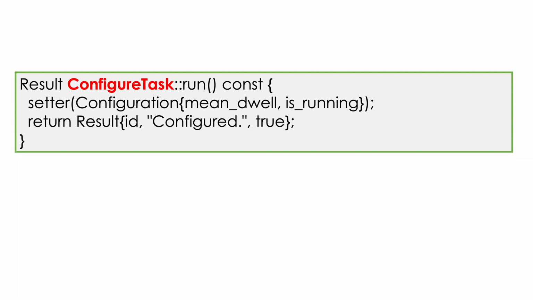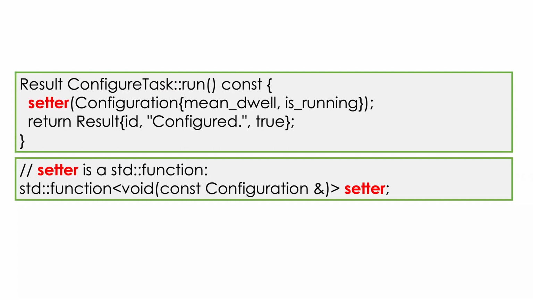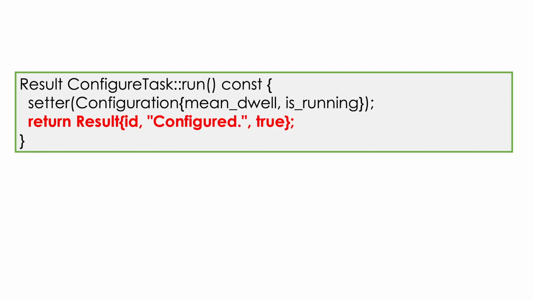Finally, we have the configure task, which is by far the simplest of all the tasks. It actually can't fail because of the way we've designed the setter invocable function here, but essentially we pass in a configuration object that is comprised of the mean dwell time and the Boolean for whether it's running or not. And then once that setter function returns, we just return from the run method a result object that says, hey, I was able to configure the implant and I was successful.